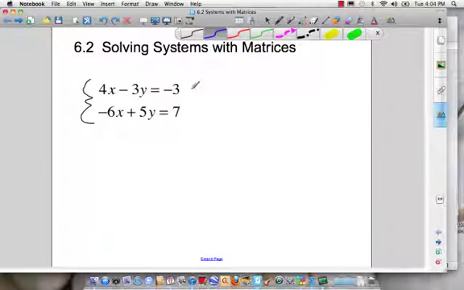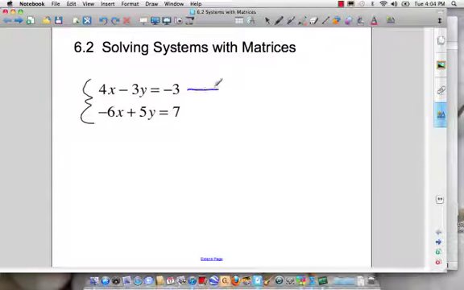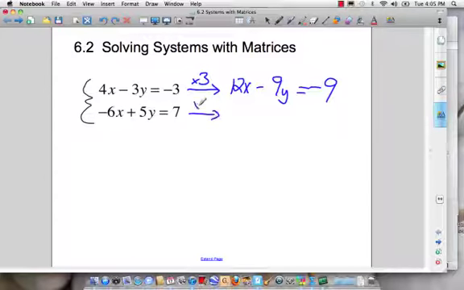So I'd like coefficients of x or y to match, and since they don't, I'm going to multiply this top equation by 3. So everything in sight gets tripled, and now I have 12x minus 9y equals negative 9. And the bottom equation, I'm going to go ahead and multiply by 2. So I'm going to double everything, which would give me negative 12x plus 10y equals 7 times 2 is 14.